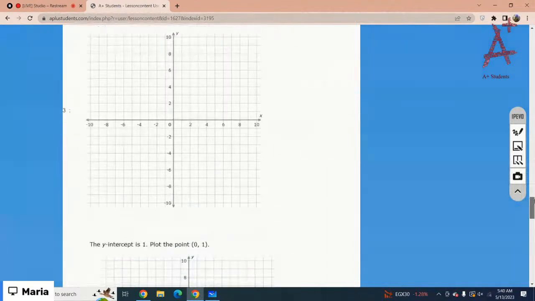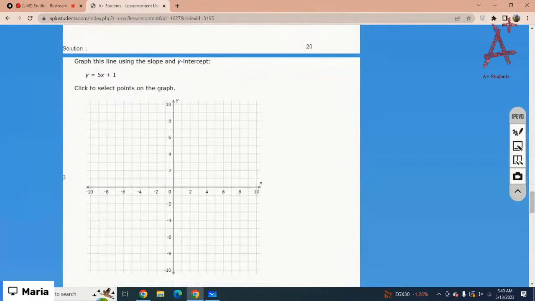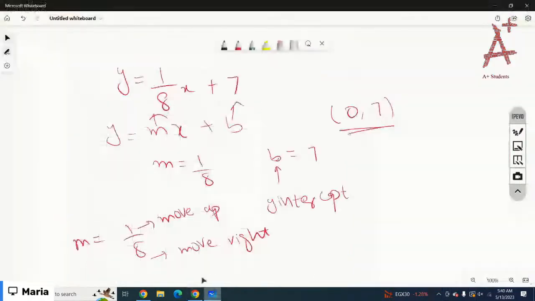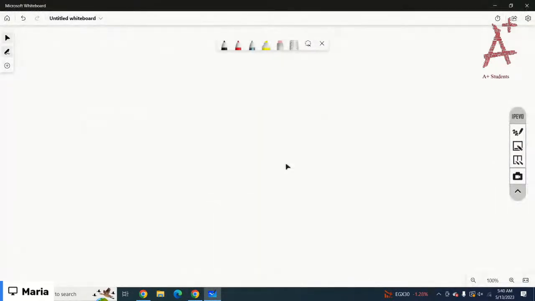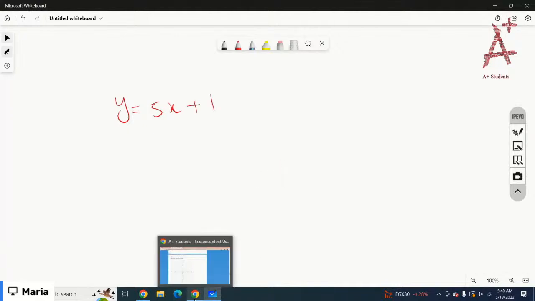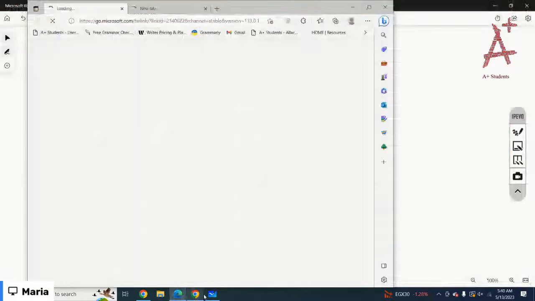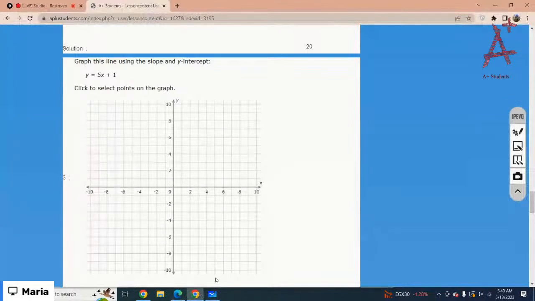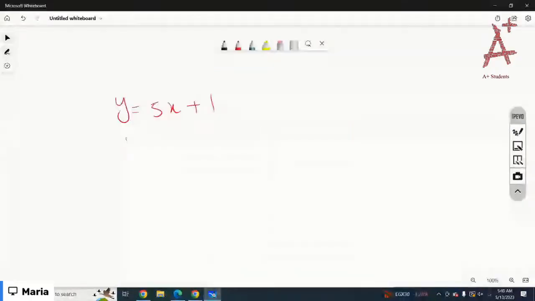The next one is y equals 5x plus 1. So the equation is y equals 5x plus 1. You have to compare this equation to the general form of the slope intercept form, which is y equals mx plus b. So just compare both of these. That means m equals 5, that is the slope, and b equals 1.